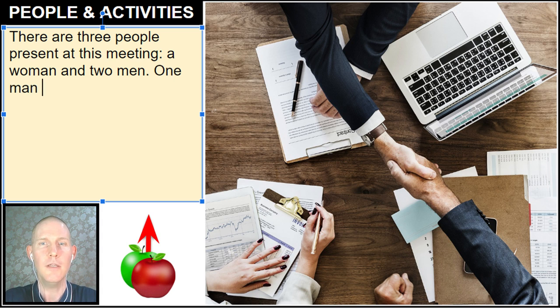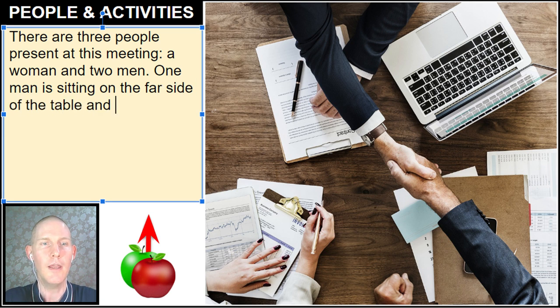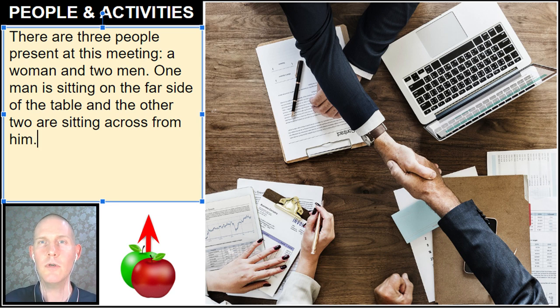One man is sitting on the far side of the table, and the other two are sitting across from him. And we'll call this the far side of the table, even though the view from the camera is kind of straight down. If we were on this side, we would call this the far side of the table, right?